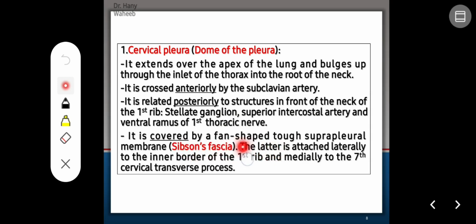It is covered by a fan-shaped, tough suprapleural membrane called septum fasciae. So, the superior relation of cervical pleura is septum fasciae or suprapleural membrane. This membrane is attached laterally to the inner border of the first rib and medially to the 7th cervical transverse process. So the septum fascia or suprapleural membrane is a fan-shaped membrane which extends from the inner border of the first rib laterally to the tip of the transverse process of 7th cervical vertebra medially.